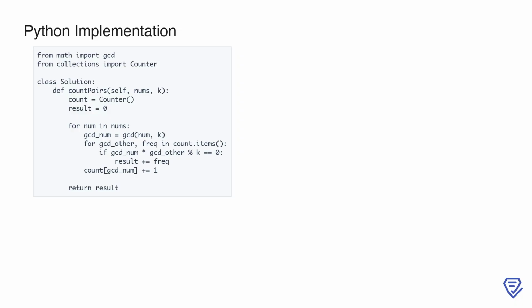4. Updating the counter. After processing potential pairs, we update the count dictionary by incrementing the frequency of the current GCD. 5. Returning the result. Finally, after iterating through all numbers, we return the accumulated result as the total number of valid pairs.